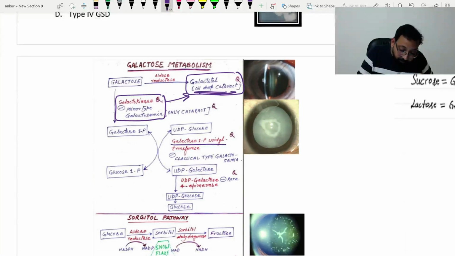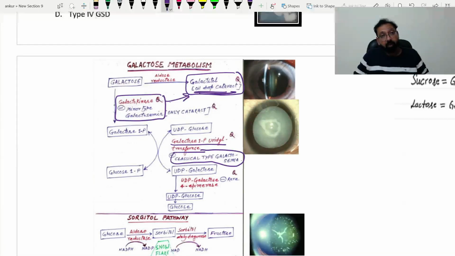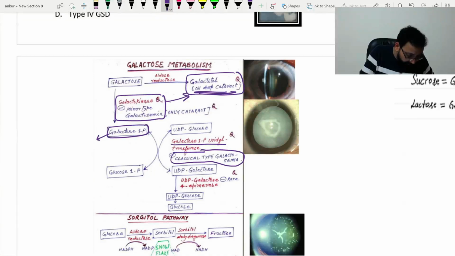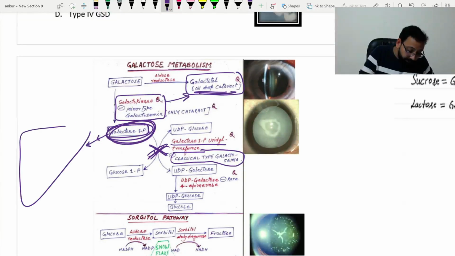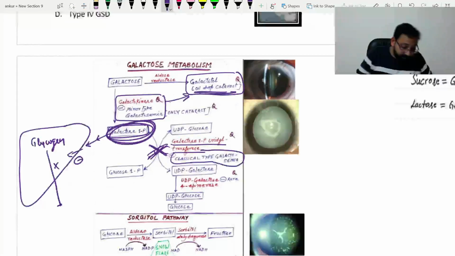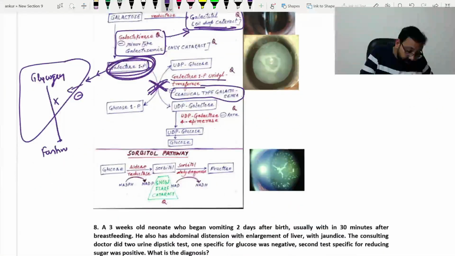If galactose 1 phosphate uridyl transferase is deficient, this is called the classical type of galactosemia. In this patient, galactose 1 phosphate will accumulate. If this enzyme is not working, galactose 1 phosphate will accumulate and will inhibit glycogenolysis. Glycogen will not be broken down. This galactose 1 phosphate inhibits glycogenolysis, so there would be fasting hypoglycemia, hepatomegaly.